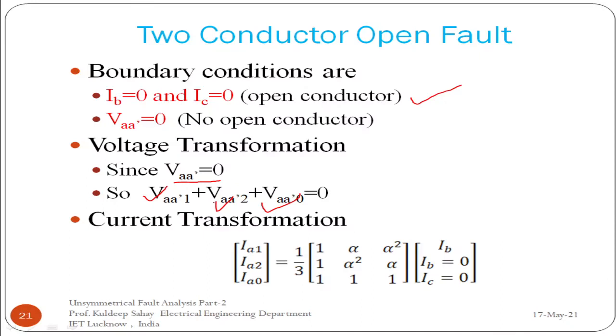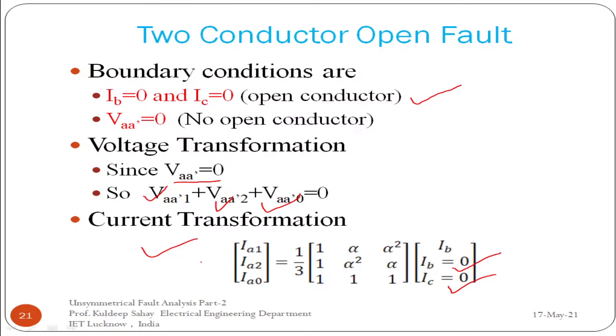So it means the sum of any two voltages will be equal and opposite to the third one. And for the current transformation, this matrix equation is well known. Here, putting the boundary conditions, in place of IB it is 0, and in place of IC it is 0.